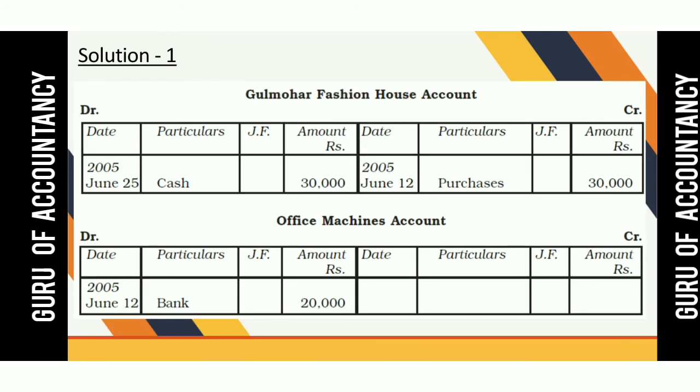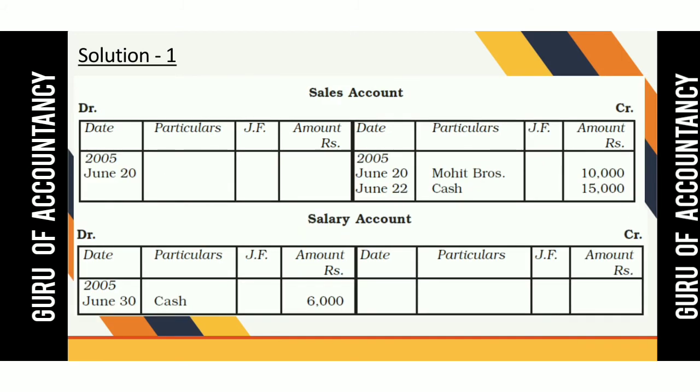Many times it may happen that both sides of an account are tallied. See the Gulmohar Fashion House: the debit side is 30,000 and the credit side is also 30,000. So here there would be no balance, both sides are equal. This is known as a squared up account. So in this way you have to prepare different accounts, and after making the posting you have to find the balance.